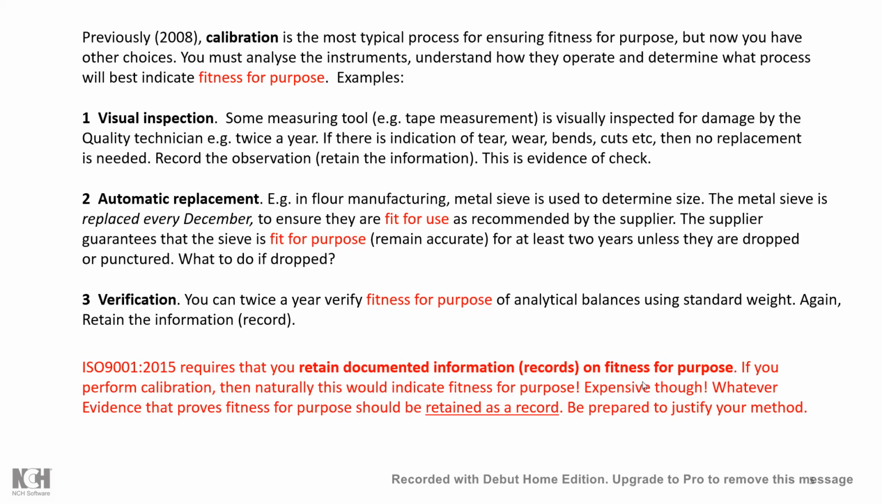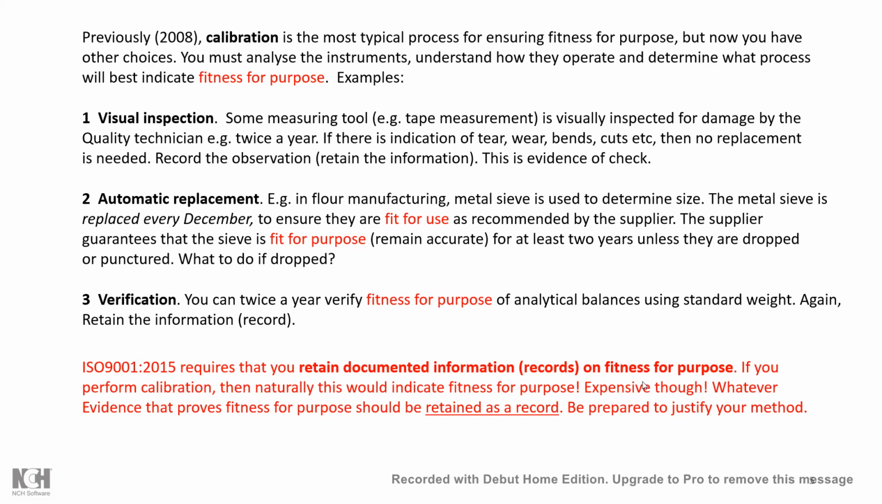So you must analyze the instrument, understand how they operate, and determine what process will best indicate fitness for purpose. Say simple tools like tape measures, some kind of rulers. Maybe you can just visually inspect it, say every 6 months, for visual damage, etc. If there is just a small indication of tear, wear, bends, cut, etc., that requires no replacement, yes, nothing to be done there, but you have to record the observation and retain the information. So you have your evidence of check, and the auditors are convinced that you actually inspected this simple equipment visually.